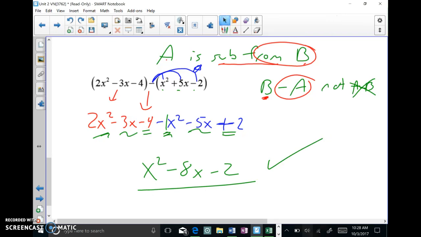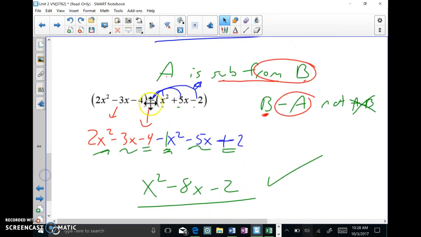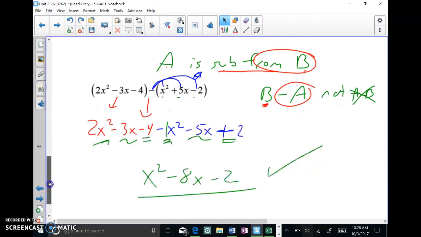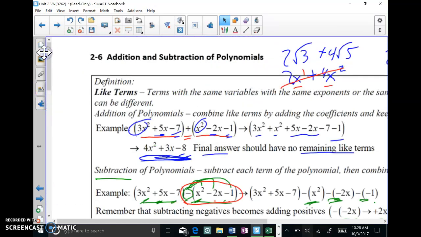All right, so that's adding and subtracting polynomial expressions. There's a lot of combining like terms. And the most important thing, I think, is when you're subtracting them, to remember to distribute that subtraction throughout the entire polynomial you see there. And that's basically it. So that is Unit 2, Section 6, addition and subtraction of polynomials.